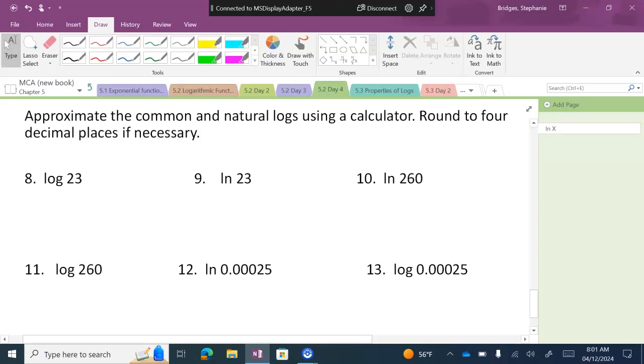So if you want to go ahead and start working on those, again, from what I can tell, everybody's calculator is straightforward, entered as it looks. Log of 23 equals natural log of 23, so on and so forth. If it goes past 4 decimal places, round it to 4. But if it doesn't go to 4 decimal places, just give me what it says.